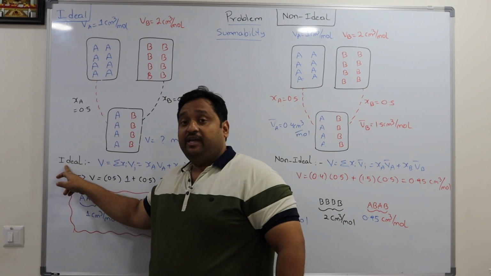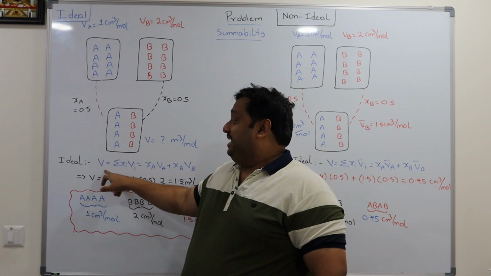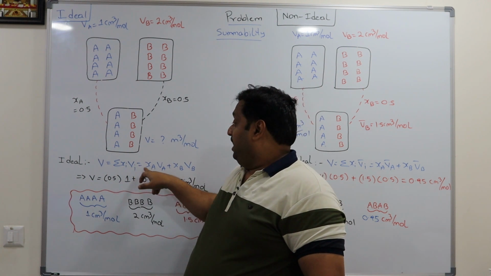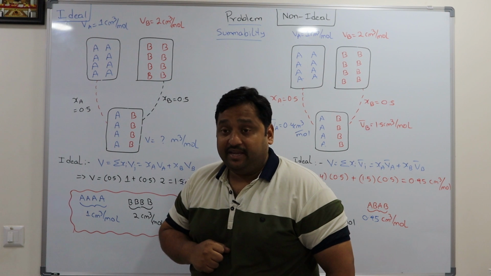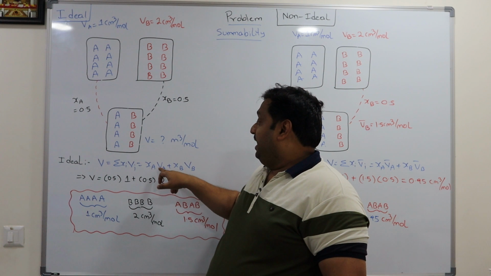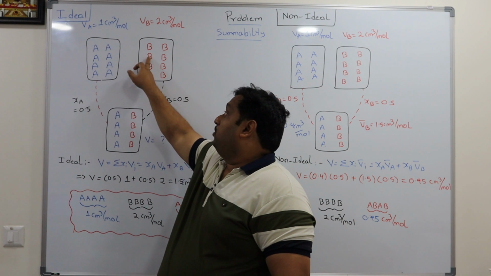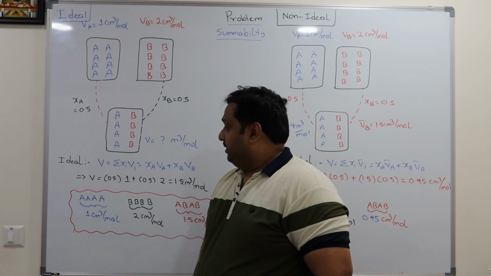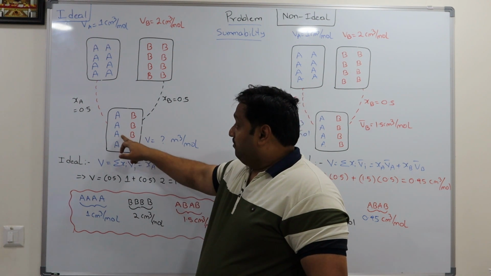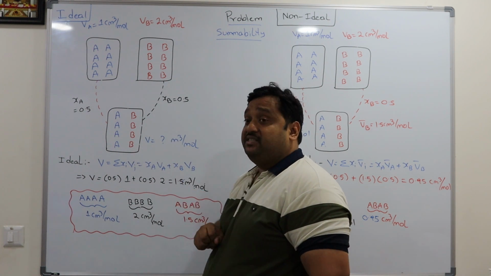Let us use the summability formula for the ideal case. The total volume of the mixture is the summation of Xi and Vi. Because I am doing it for the binary case, if I expand this sigma, it becomes XA VA plus XB VB. VA and VB are the pure molar volumes of A and B respectively. Now if I apply this in this formula, you can see my molar volume of the mixture, if I mix 50% of A and 50% of B, I get 1.5 centimeter cube per mole.